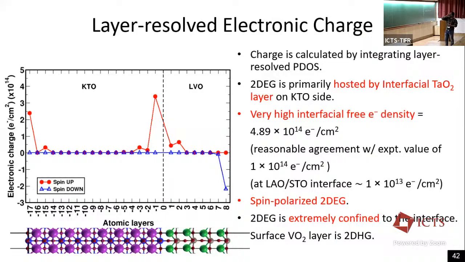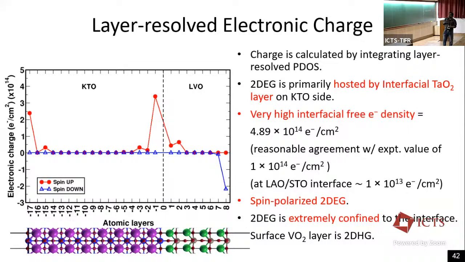So now I present the result. Here it is. I have calculated the layer resolved electronic charge by integrating the density of states from the conduction band minimum up to the Fermi level. So positive is for the electrons and negative is for the holes. And you can see the unit is 10 to the 14 electrons per square centimeter. So you can see that the largest amount of free electrons are actually sitting on the interfacial TaO2 layer, as I showed in the layer resolved PDOS, with a very small extension on the LVO side and on the KTO side, and this decays very rapidly if you go just away from the interface.